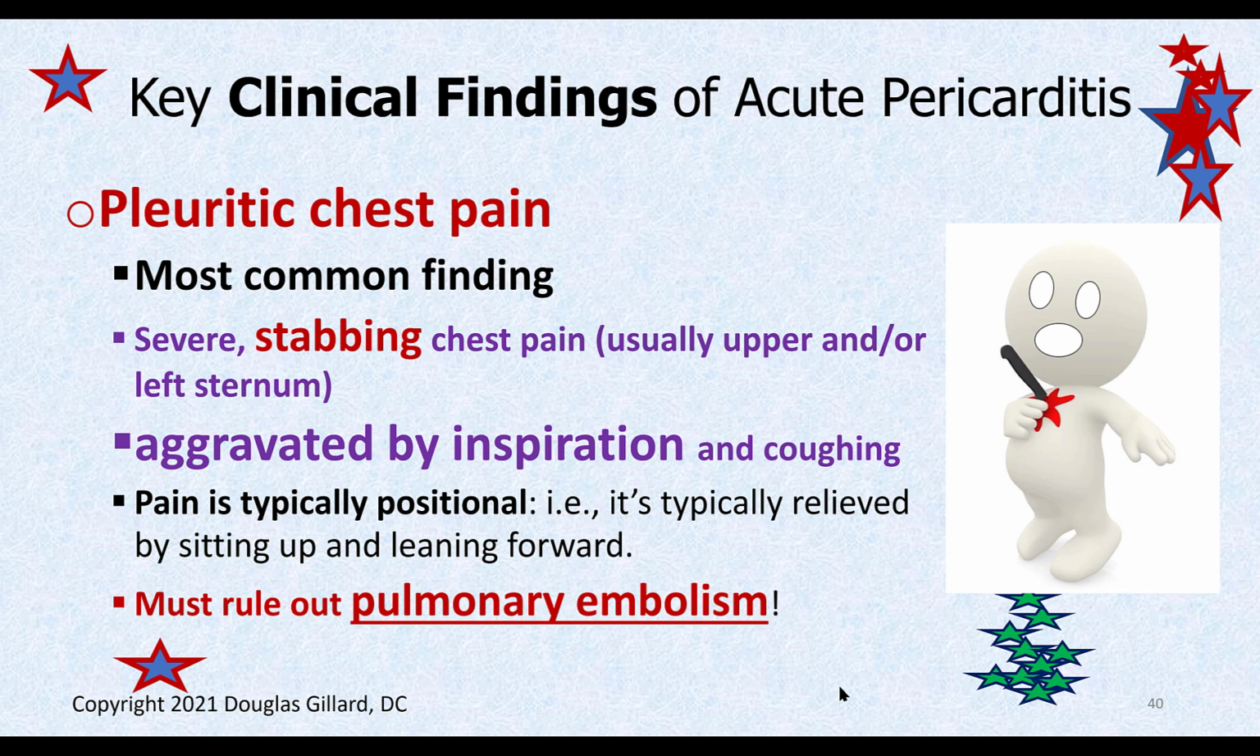All right, what are the clinical findings of pericarditis? Chest pain. But there's a specific type of pain that is typically there. It doesn't always have to be there, but there's a specific type of pain that is usually there, and that's called pleuritic chest pain. Pleuritic chest pain. Make sure you know that.